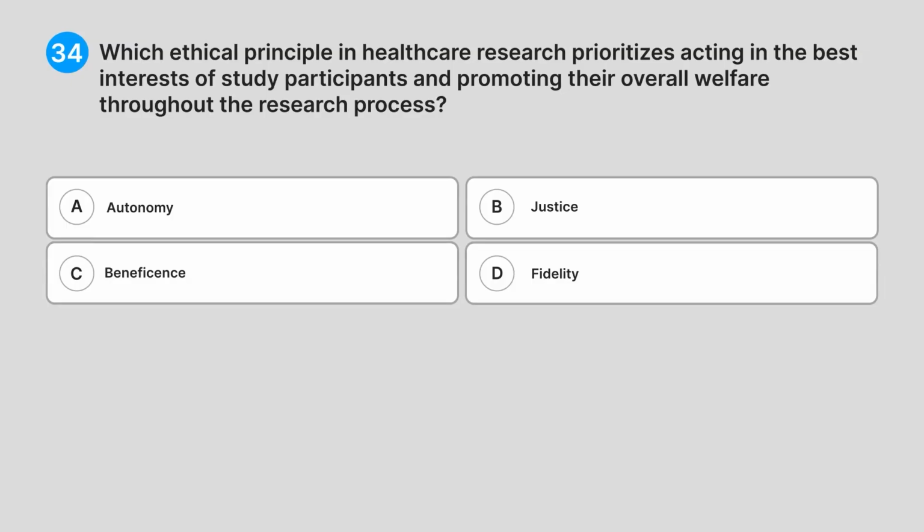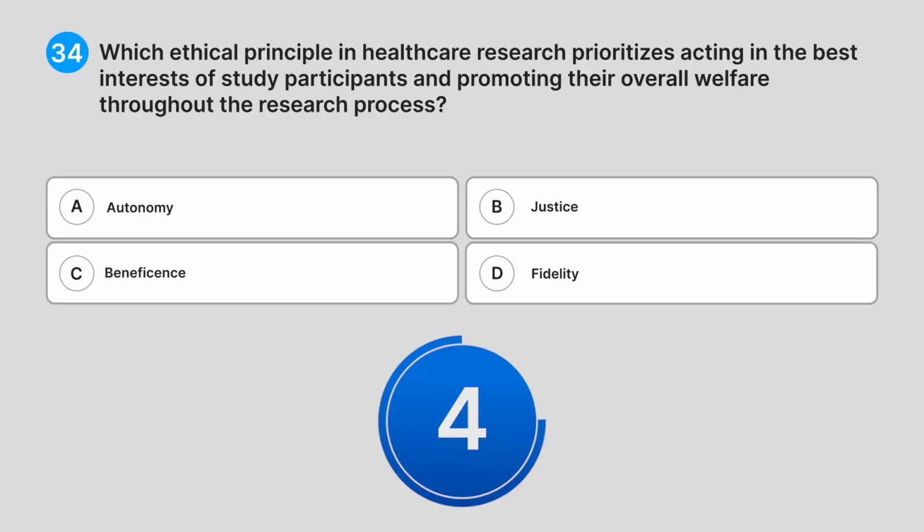34. Which ethical principle in healthcare research prioritizes acting in the best interests of study participants and promoting their overall welfare throughout the research process? A. Autonomy. B. Justice. C. Beneficence. D. Fidelity. Do you know the answer?